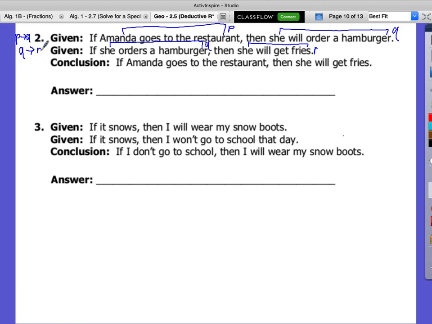So we should already be thinking, oh, we might go law of syllogism here. But let's make sure our conclusion lines up. Because what should our conclusion be? P to what letter? Q to R. It should be P to R, so let's check. Amanda goes to the restaurant. Is that P? Okay, good start. Then she will get fries. Is that R? So it did go P to R. So we did in fact use the law of syllogism.